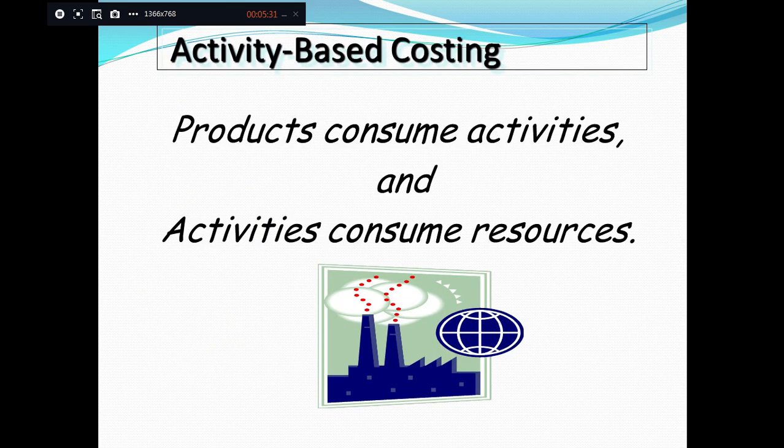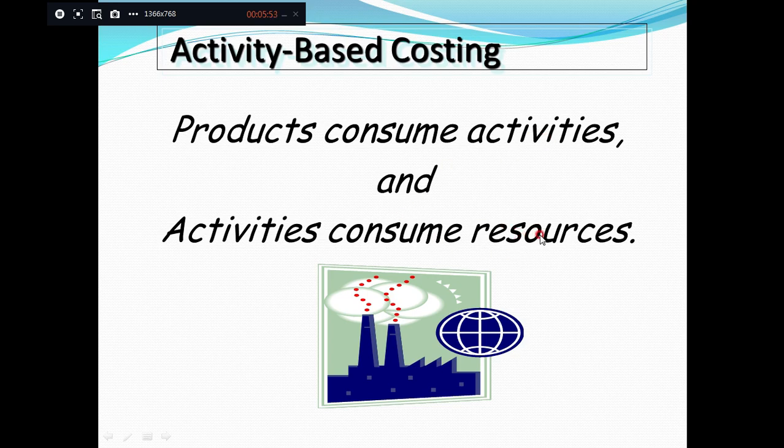So in activity based costing, products consume activities and activities consume resources, which results in activity based costing. That's why we say the activity based costing is the new and recent modern approach for measuring of the cost, because as you see in the slide, products consume activities and the activities consume resources.